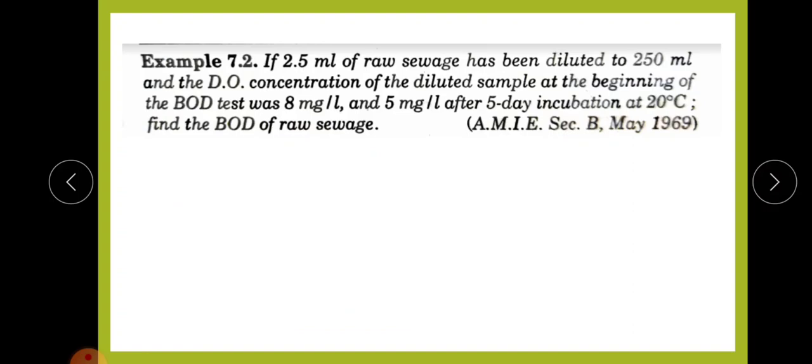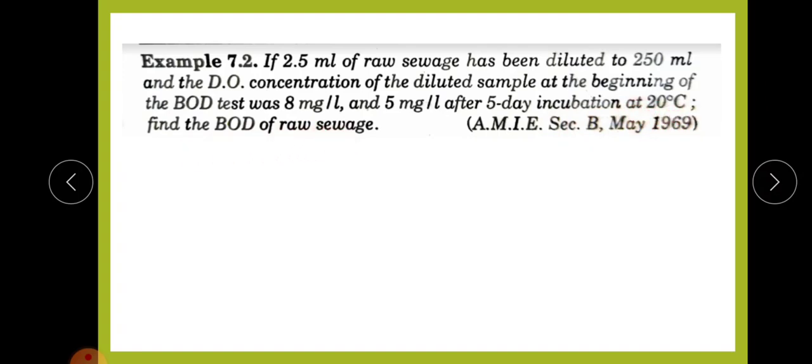Based on this we can do one problem. This type of problem is usually asked in your university exam for 5 or 6 marks. It is very simple. In every university paper, this type of question based on BOD will be asked. So the first one: if 2.5 ml of raw sewage has been diluted to 250 ml and the dissolved oxygen concentration of the diluted sample at the beginning of the BOD test was 8 mg per liter and 5 mg per liter after 5-day incubation at 20 degrees centigrade, find the BOD of raw sewage.